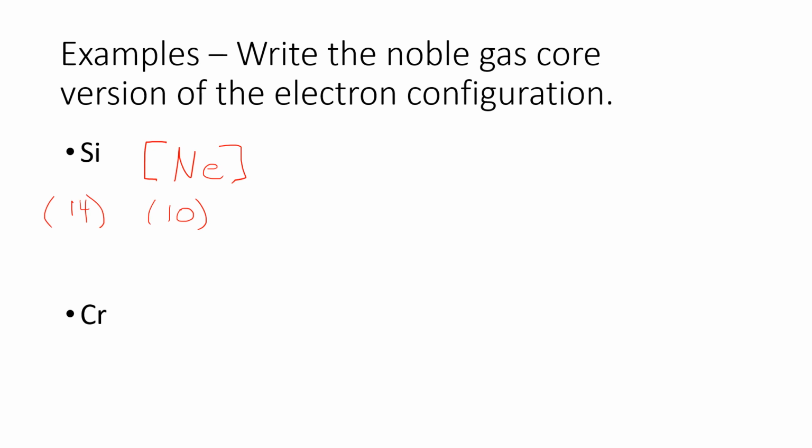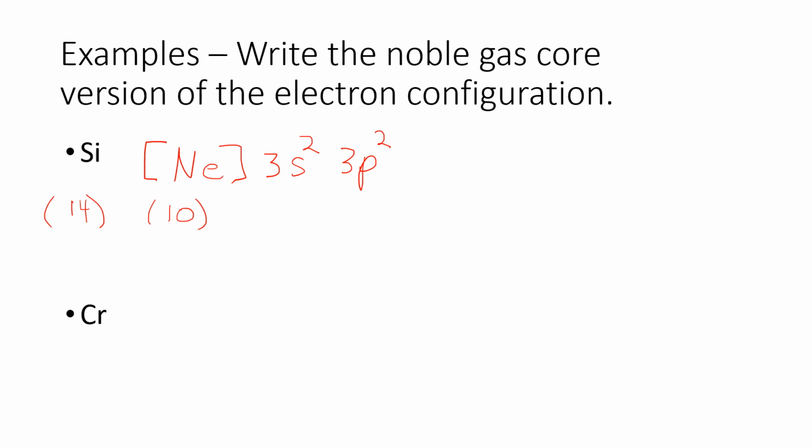Well, neon represents 10, so if I look for electrons 11 and 12, I find that they're in the S block, and they're on the third row of the table, so that's 3s, and we have 2 electrons in that subshell. Then electrons 13 and 14 are in the P block on the third row of the table, so I'll write 3p and then 2. And so neon, 3s2, 3p2 is our final answer for the shortened version of the electron configuration of silicon.